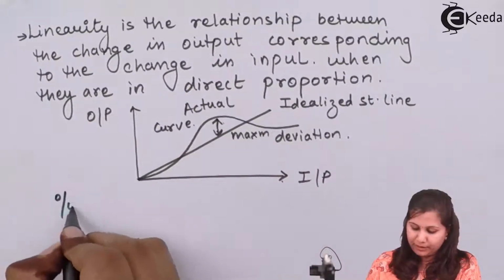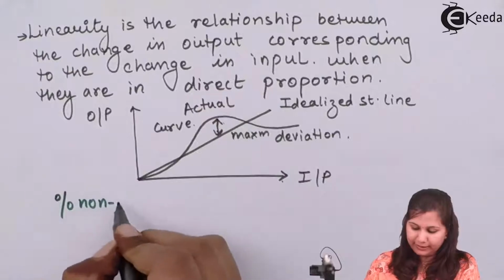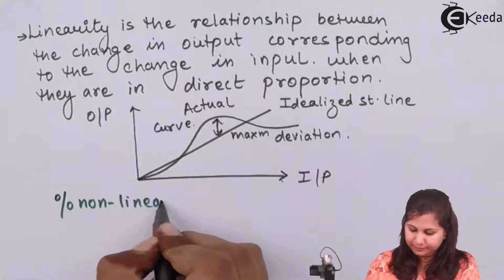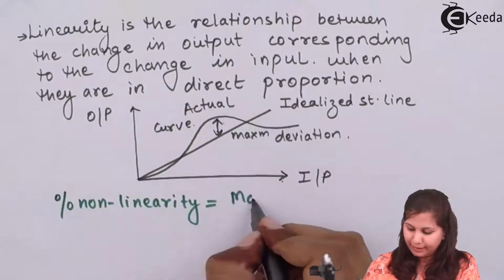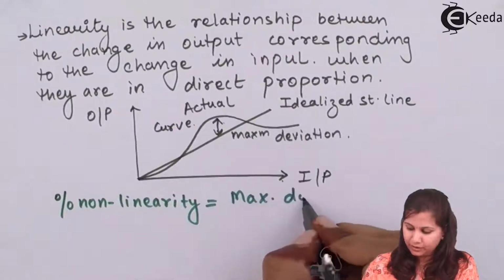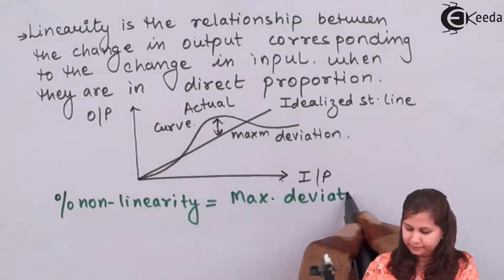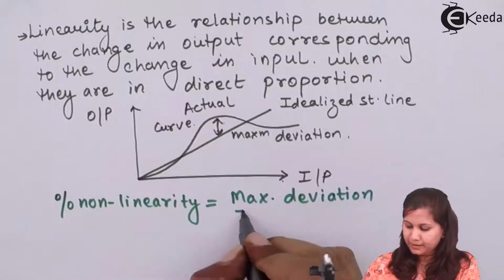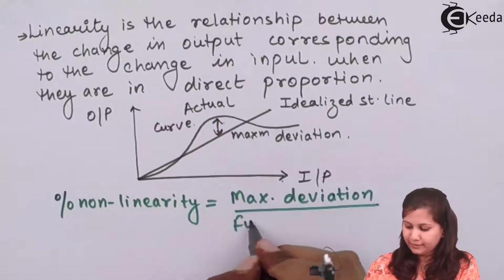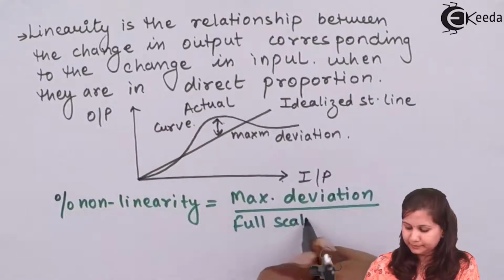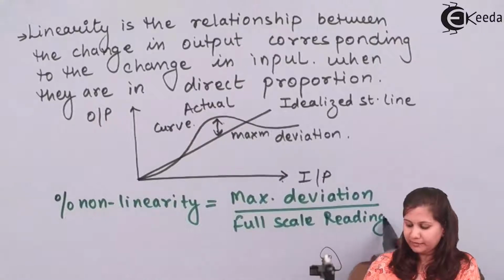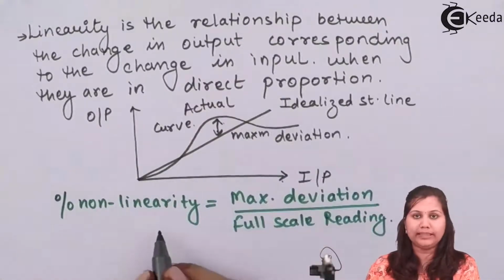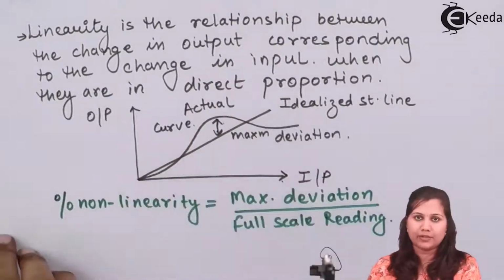If we measure the percentage of non-linearity, it will be the maximum deviation divided by the full scale reading. This is how we can define the percentage of non-linearity present in the instrument.